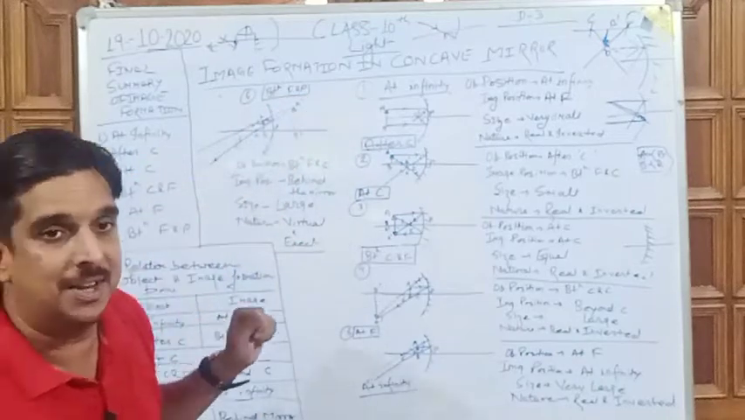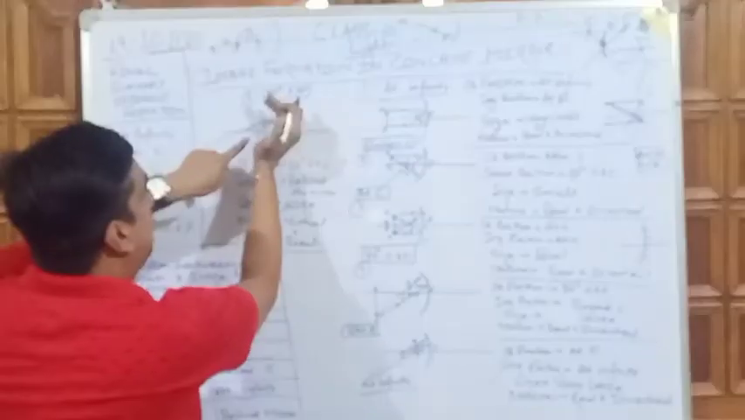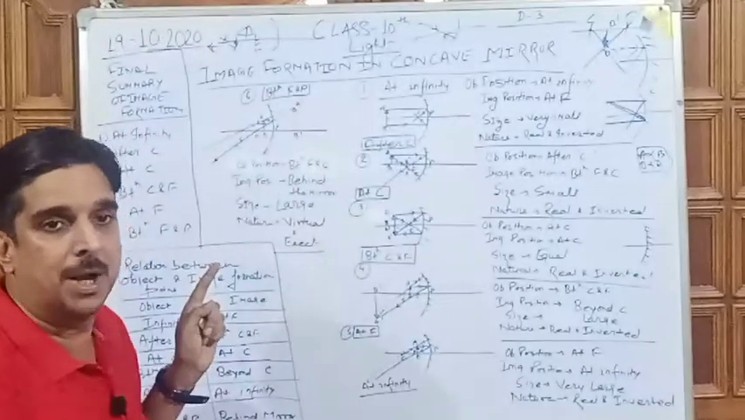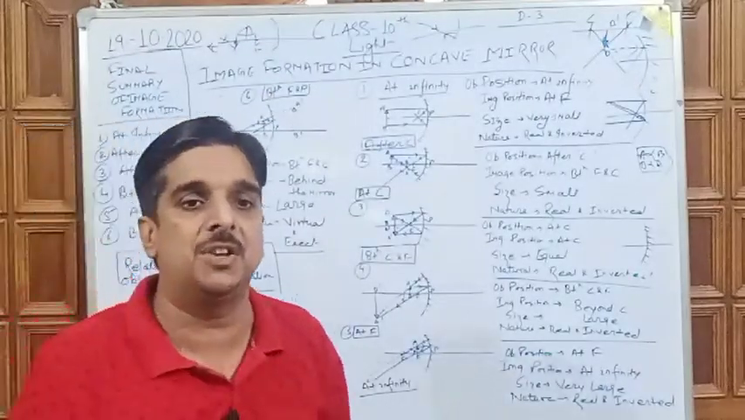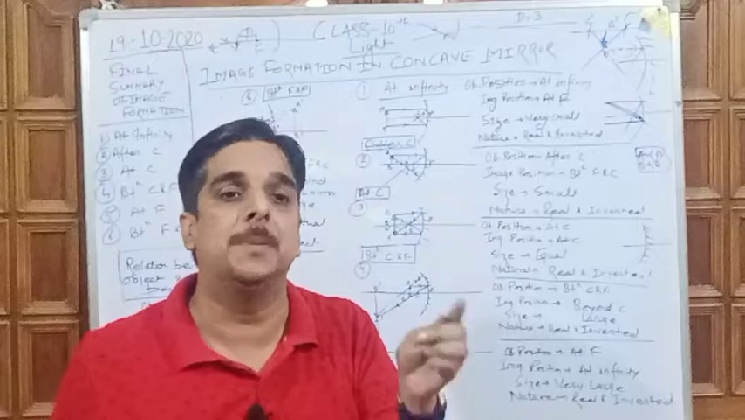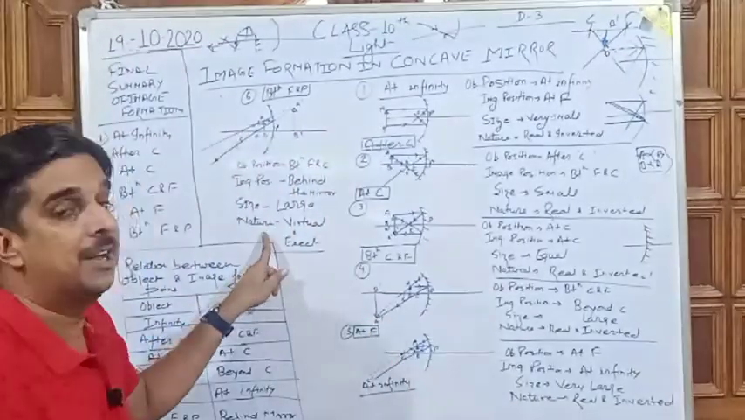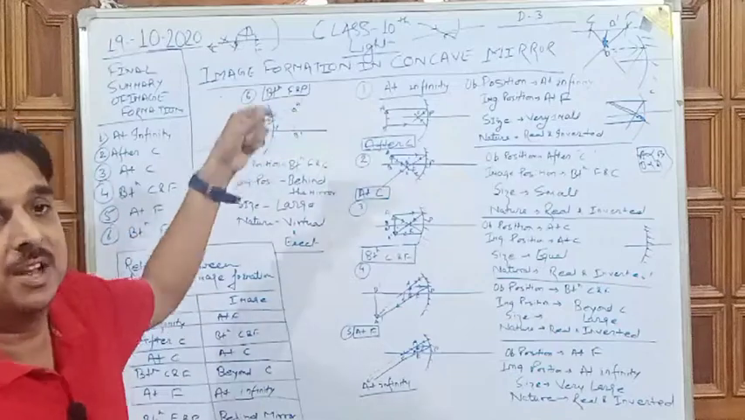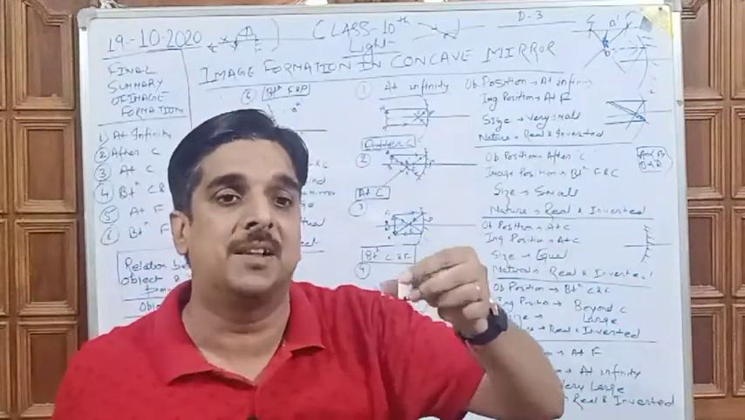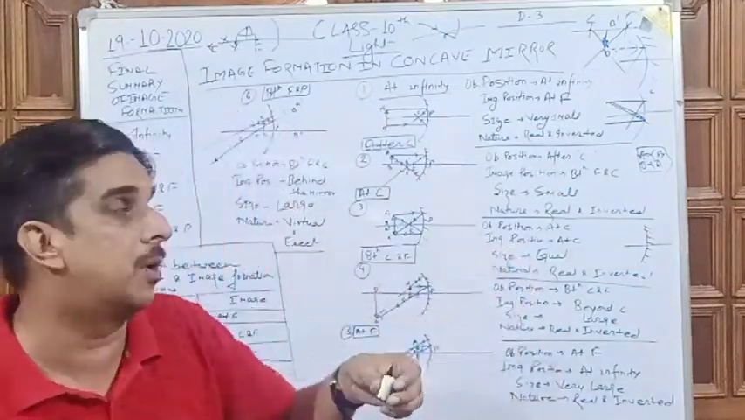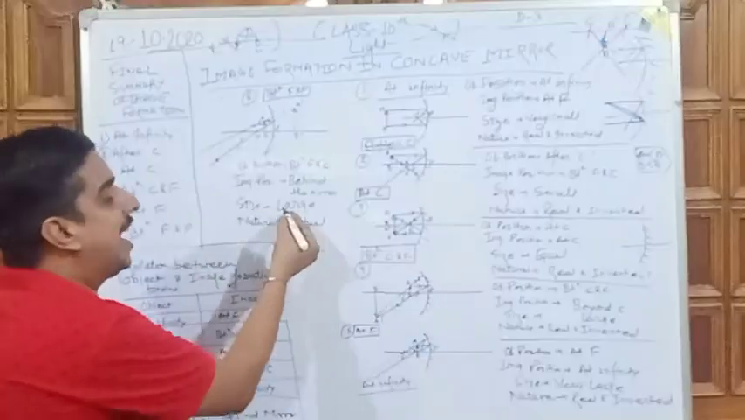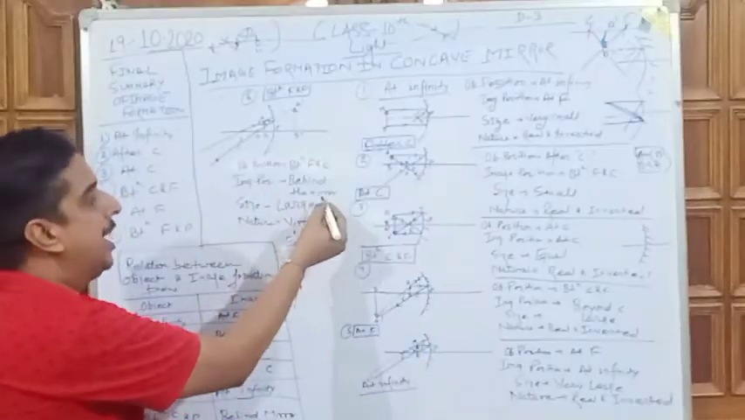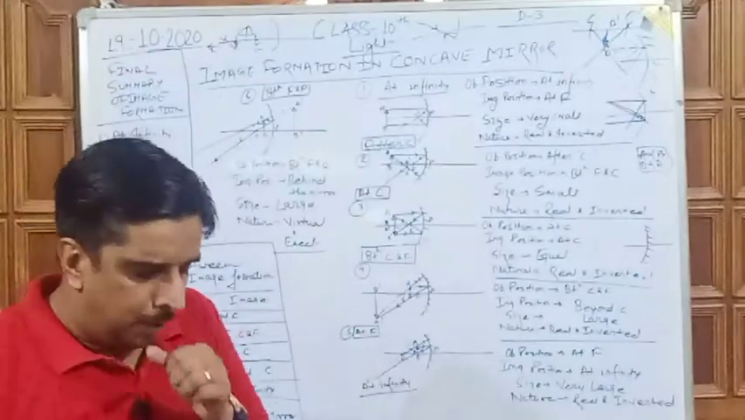Here we see that the image is not in front of the mirror, so the image is imaginary. So here I write: nature of image, virtual or imaginary. Erect means straight, because the image formation takes place above the principal axis line of the concave mirror. Again, the size will be large, and the image position is behind the mirror.